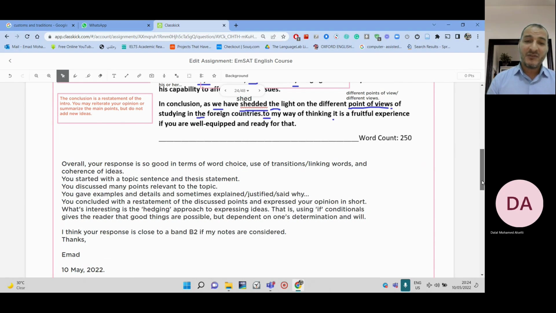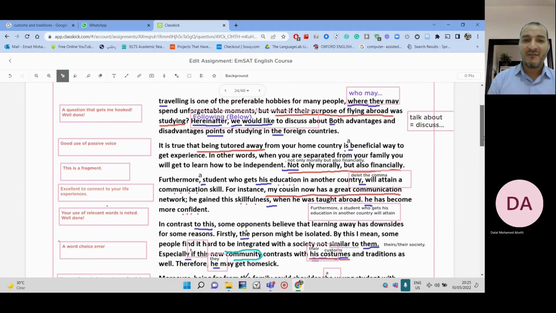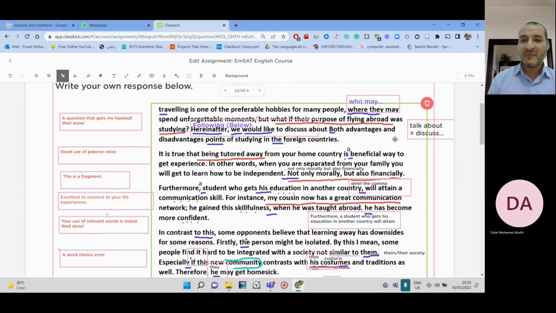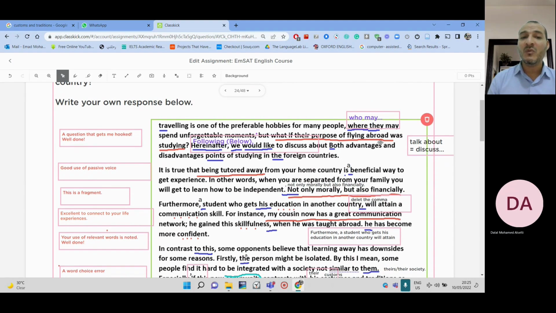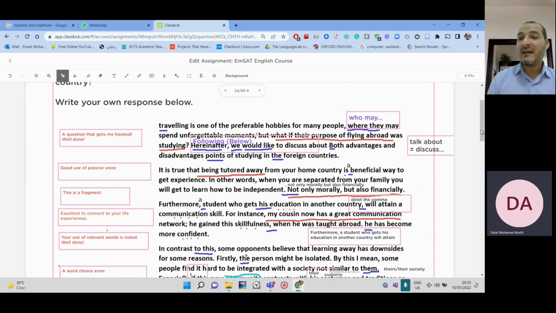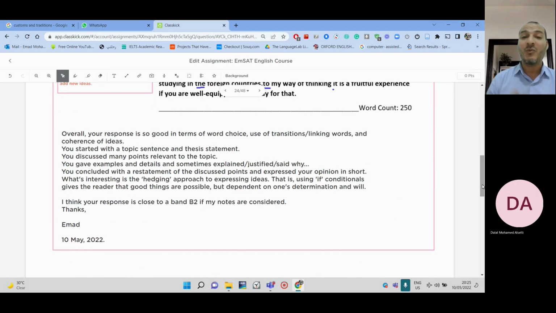Never generalize. If you're not sure of something, use perhaps, maybe, if. You use a lot of if conditions here. You said if in another place: "if the purpose of flying abroad was studying." Is that good or bad? I like it. It's great, actually. It's called hedging, means تحوط.